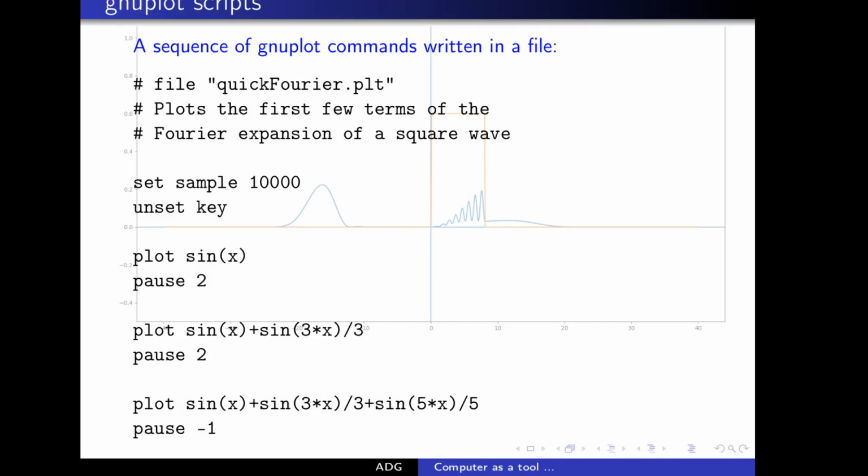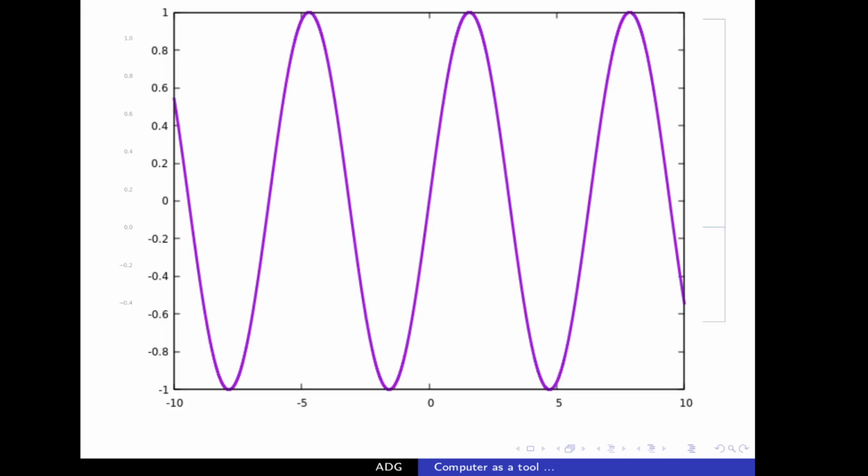First, plot sin x will be executed. Of course, set sample 10,000 and unset key will be executed before that, but they don't really show up as graphs on the screen. Plot sin x will show up as this. Note that since the key has been unset, you no longer have a horizontal line up here. We are still using default values. We are plotting from minus 10 to plus 10 for x. And y, once again, has been auto-scaled to fit the entire data in.